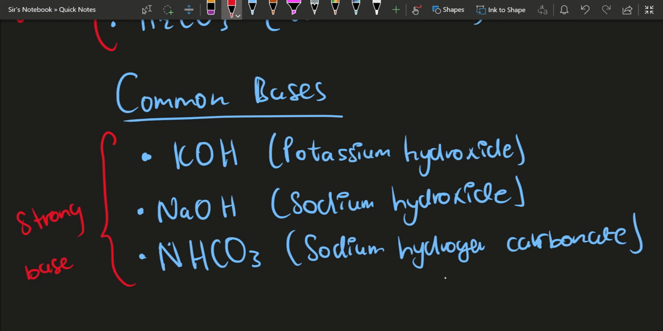Okay, so these three are known as our strong bases. You would expect the pH to lie between 7 and 14. Remember, the closer the pH of a substance is to 14, the stronger a base it is. The closer it is to 7, the weaker the base. As long as it's above 7 but closer to 7, then it's weak. Let's say it has a pH of 8 or 7.9. That's a weak base, not an acid.